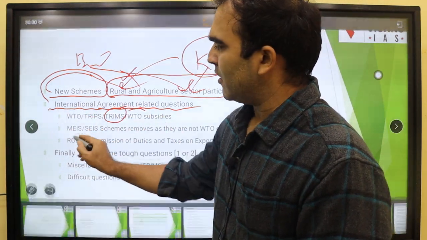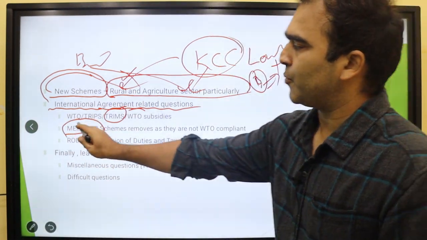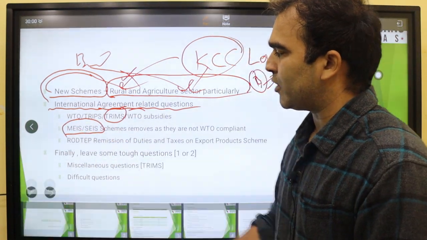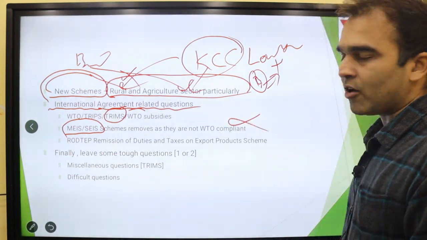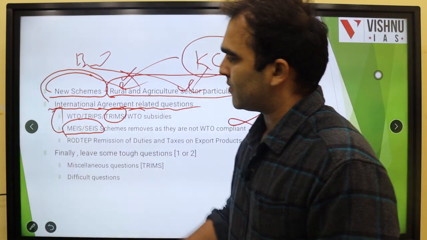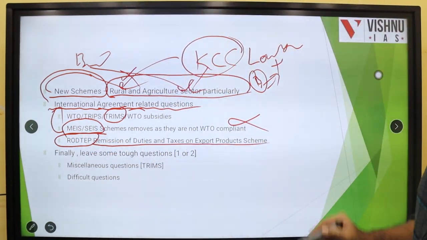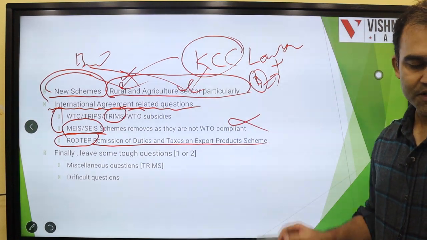Then, under this, there will be current affairs again. Merchandise export import scheme, services export import scheme, they have been stopped by the Government of India. That becomes your current affairs. That is also part of international agreements. And a new modified version of the scheme has been launched. Scheme-based questions.